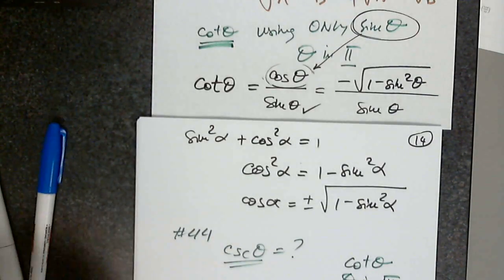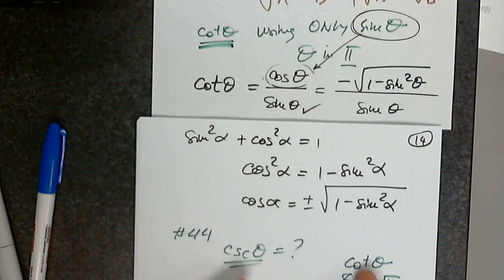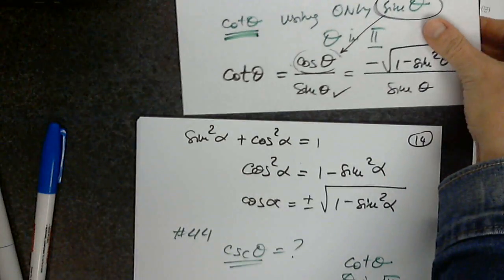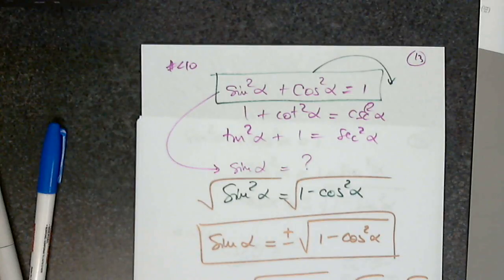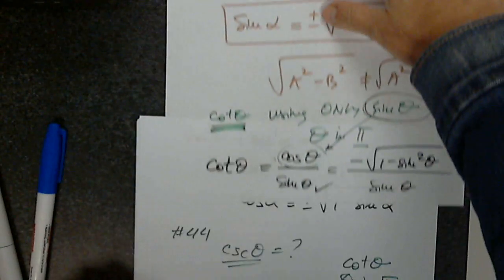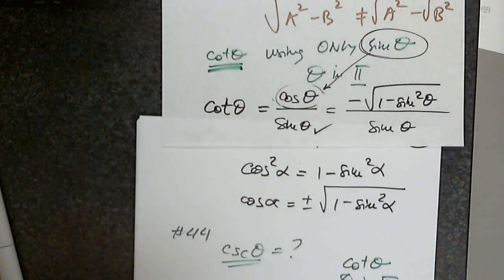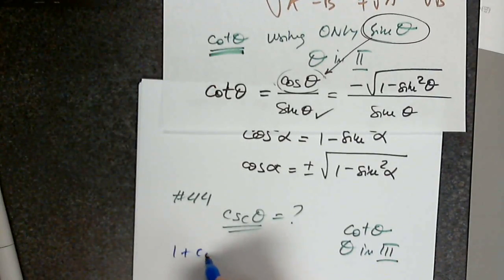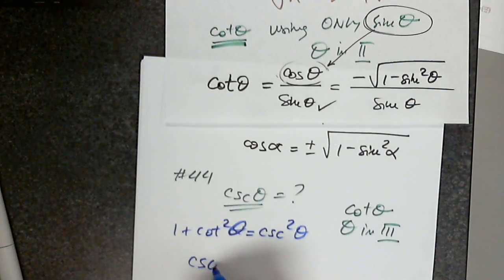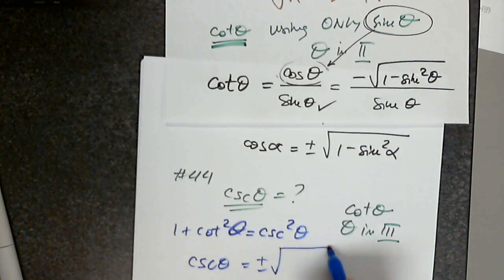Do we have a relationship that connects cotangent to cosecant? Do we have anything that we looked at? Do we have any relationship that connects cotangent and cosecant? Exactly. So I'm going to use this, and I will take square roots from both sides because that's what I need, and then I will make a decision. So let's write it one more time. 1 plus cotangent squared theta equals cosecant squared theta. In order to determine cosecant theta, I take the square root and I have to put plus or minus in front.